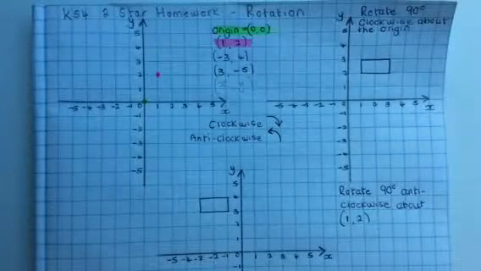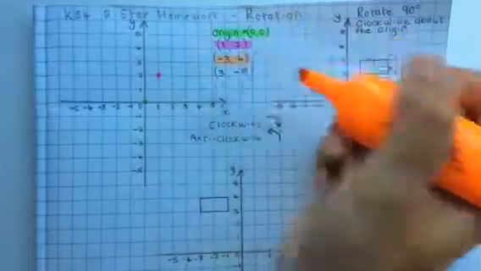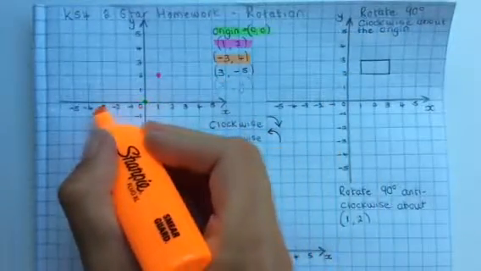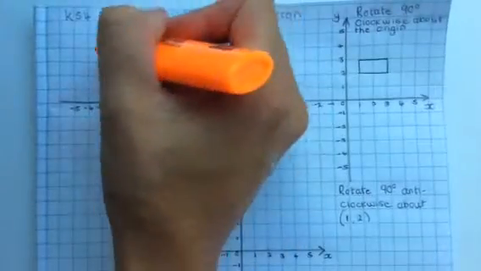Next one then, we've got a minus value for x this time and a positive value for y, (-3, 4). X is first, so we're going to go across this way now to -3 and up to 4.